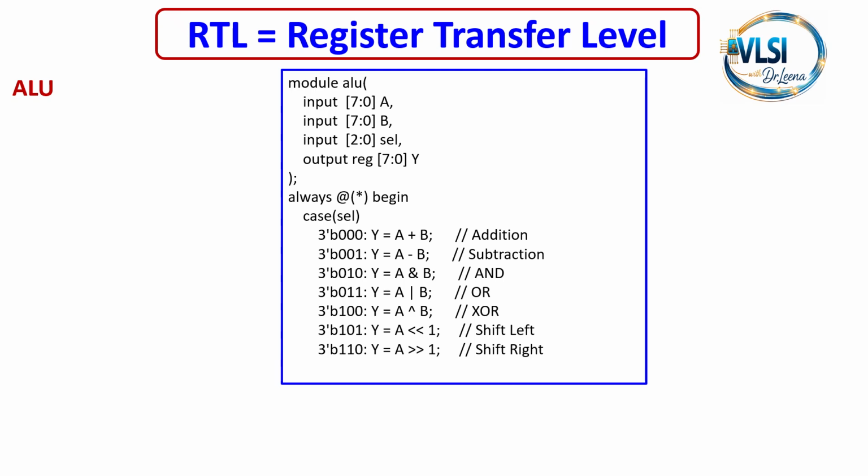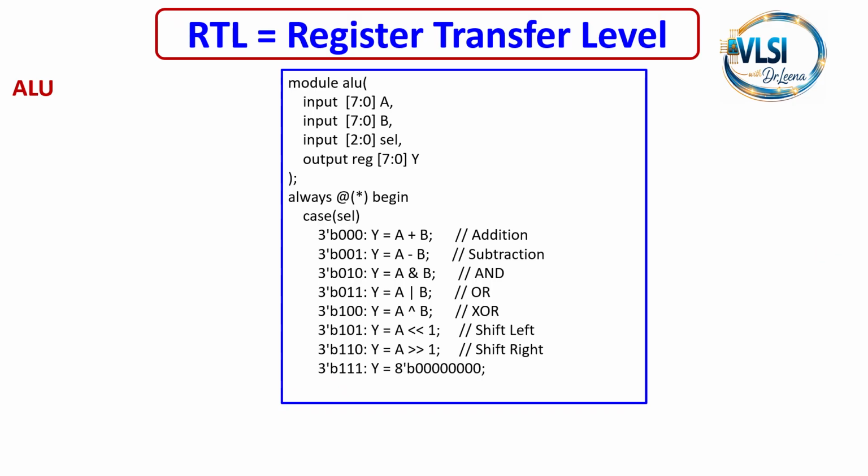Next, when sel is 110, it performs the right shift. That is, it moves all bits one position right. For example, if A is 10, after the shift, the result is equal to 5. The right shift is equal to divide by 2. So this performs shift right operation. Next, when sel is 111, the output becomes 0. This can be used as a default or reset operation.